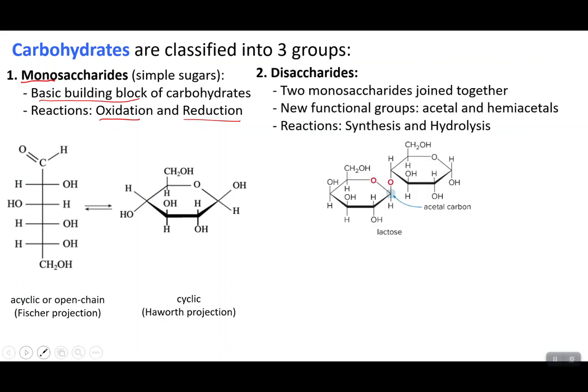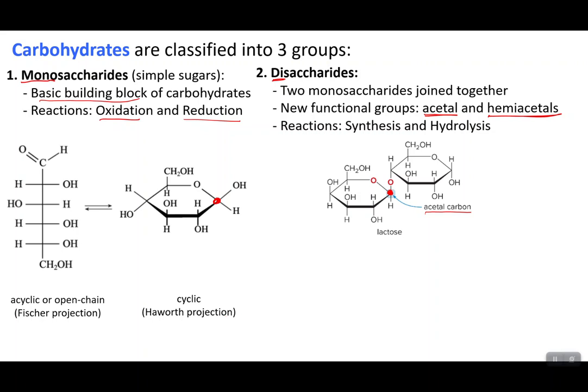Then we have disaccharides. Di means two. So this just means that you have two monosaccharides joined together. And you're going to see that they are joined together specifically by this carbon here that sits to the right-hand side from this oxygen. You're going to see that that carbon there is the one that's going to be forming those bonds. We're going to learn some new functional groups here. There's going to be the acetal and the hemiacetals. And then we're going to learn that that carbon that does the bonding is going to be our acetal carbon. So we will talk about those in the video where we talk about the Haworth projections.